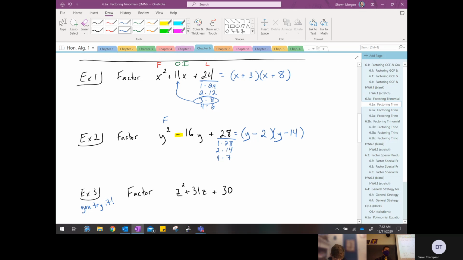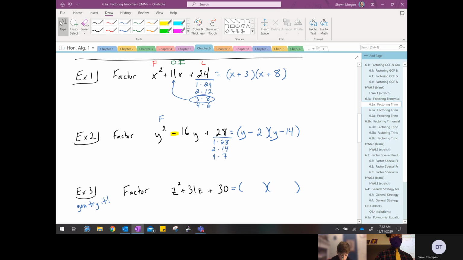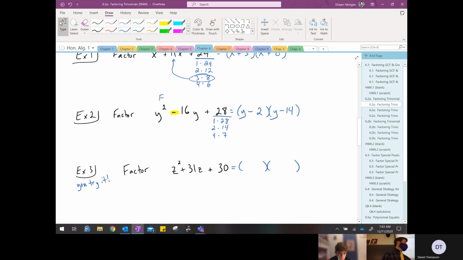You guys try this third one right here. And again, remember the template for it is going to be a binomial times a binomial. All right, and we ought to know what goes first in that slot, knowing that our first term over here, that quadratic term, is z squared.